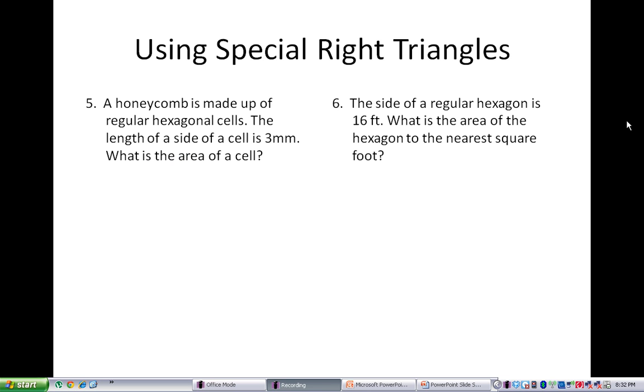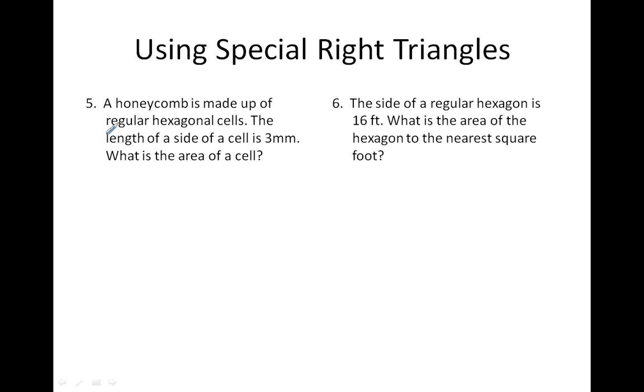Sometimes it gets a little more complicated because we're not given complete information, or it seems like we're not given complete information, but we can find it based on what we do have. So in this example, a honeycomb is made up of regular hexagonal cells. So we're going to draw a hexagon.